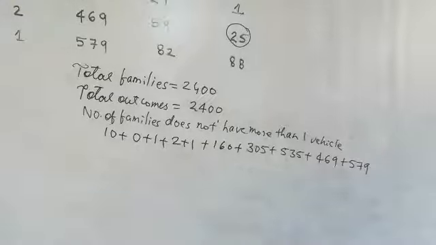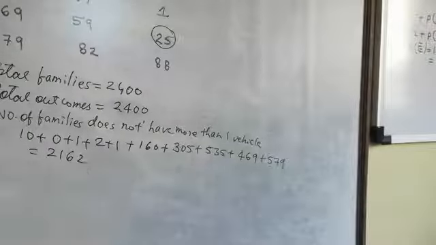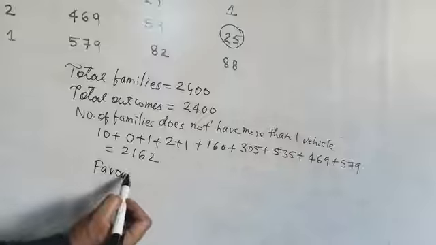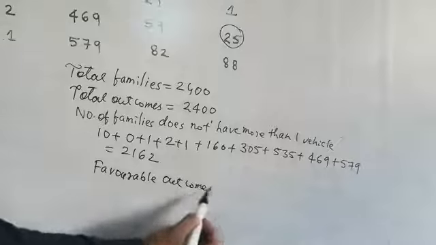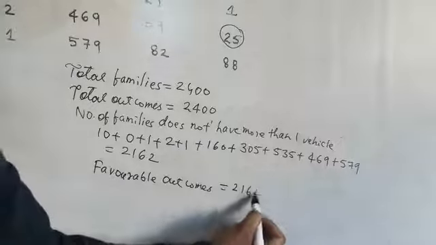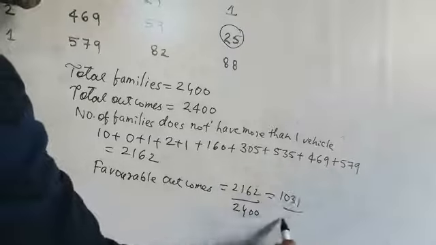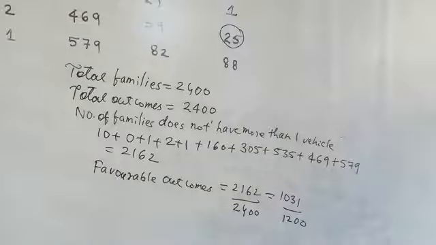So together it will be equal to 2162. So our favorable outcome will be 2162 divided by 2400. We can cancel, and 1031 upon 1200 is the answer. So this question is completed. Now we'll see question number 6.